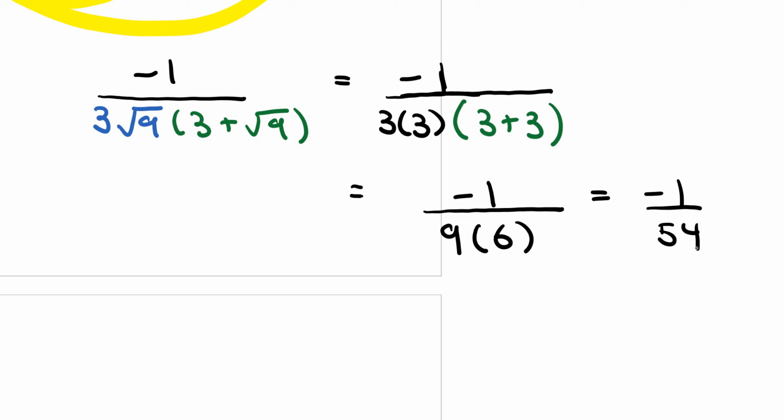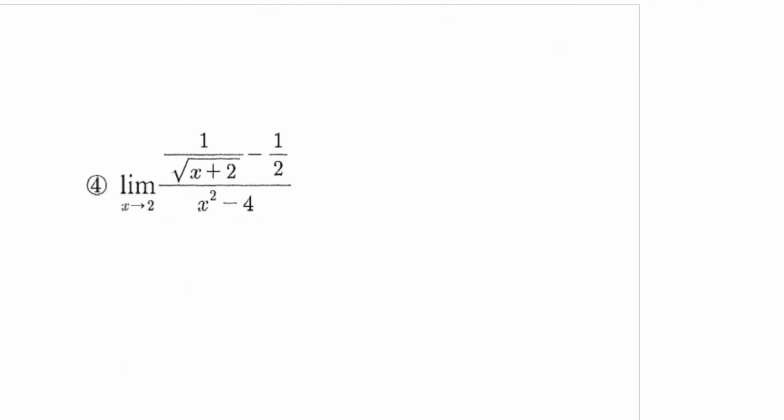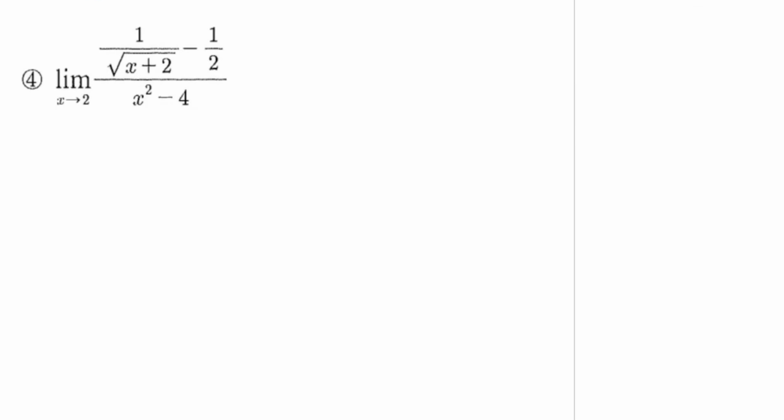Okay, so that's the final answer for that question there, and we'll definitely finish off this homework video guide by doing one more complicated algebra question here. And I believe we have this one here to finish off. So I see a square root x plus 2 and x squared minus 4. A lot of things going on here.